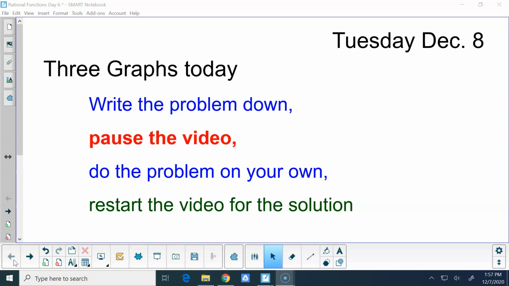We have three graphs that I would like to go over today. What I would like you to do is write the problem down for each of these graphs. Then pause the video. Then do the problem. Come up with a picture. Come up with a graph. Then restart the video, and that's going to show you the solutions. Okay? And this is on your own.